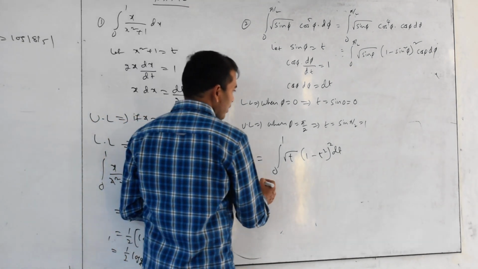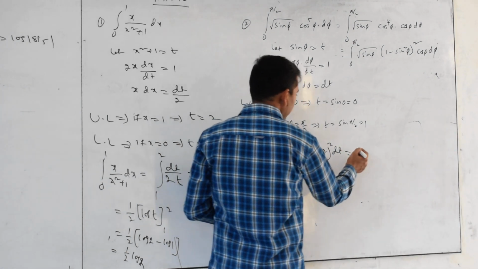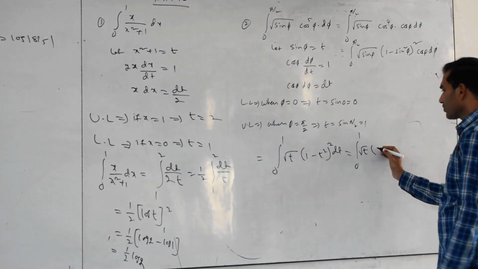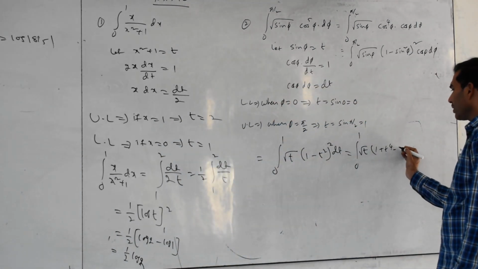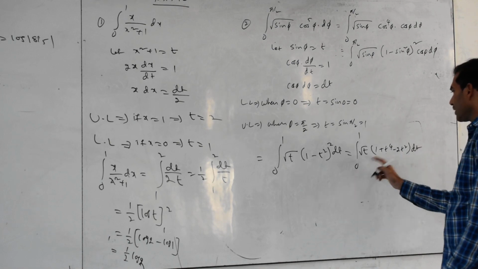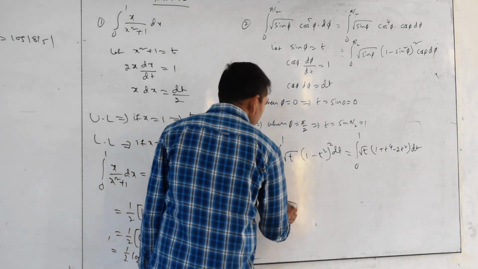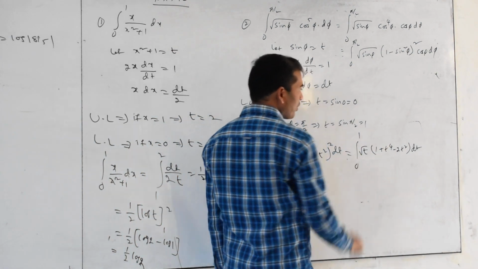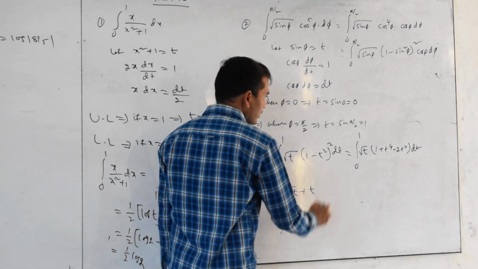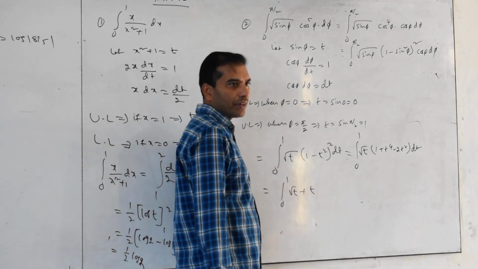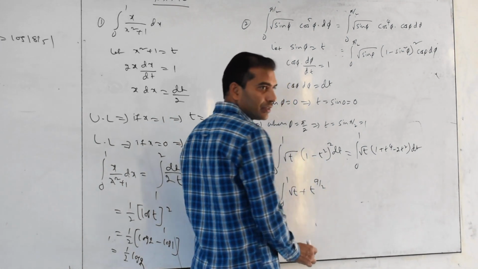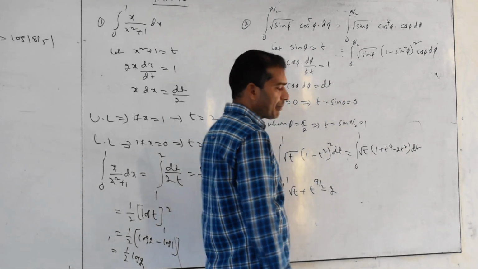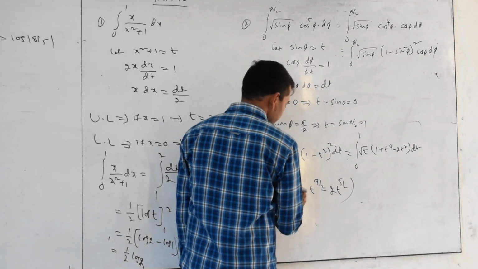Now the integration from 0 to 1 of root t into 1 minus t square whole square. This is of the form a minus b whole square: a square is 1, plus b square t power 4, minus 2ab, 2t square, dt. Multiply here: the integral from 0 to 1 of root t, plus t power 1 by 2 plus 4, which is t power 9 by 2, minus 2 t power 1 by 2 plus 2, which is t power 5 by 2. Understood?